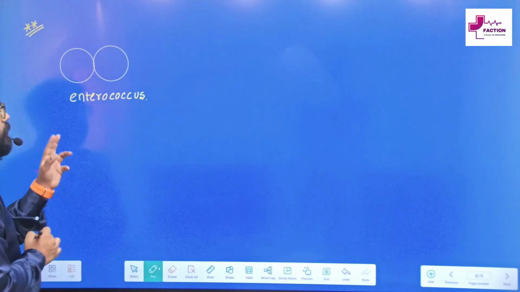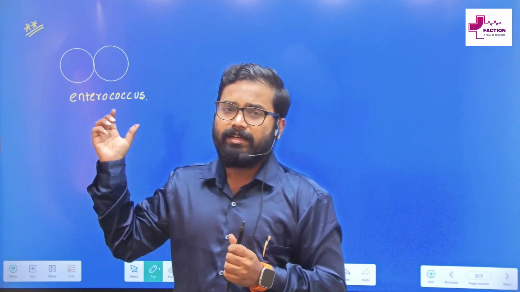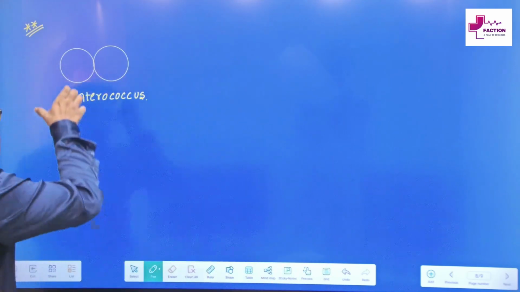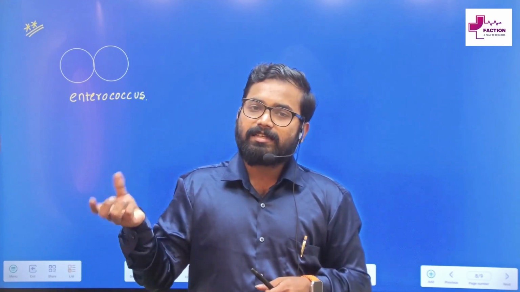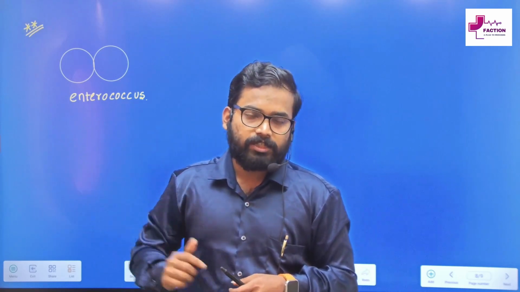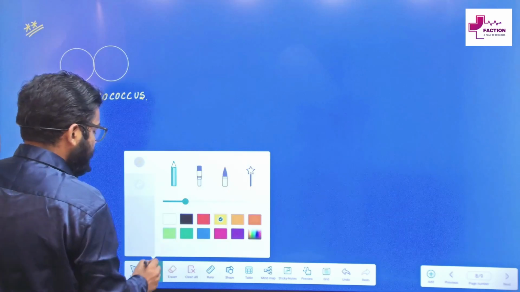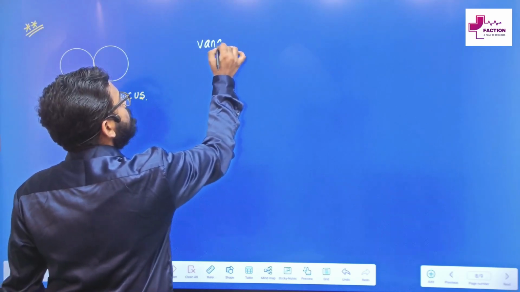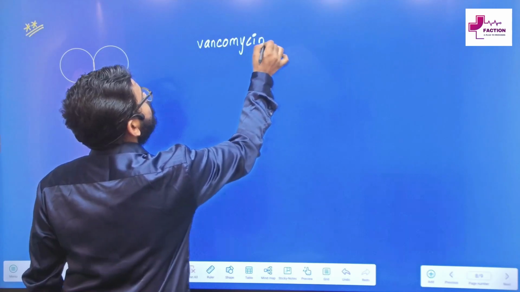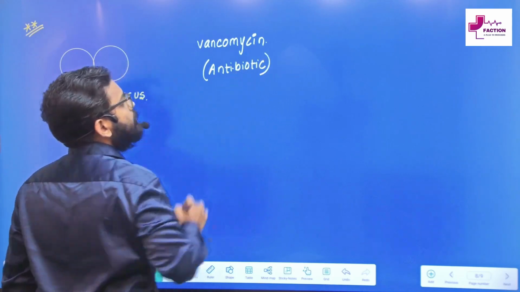I hope you already know, whenever the term entero arises, it refers to the intestine. This is a bacteria which is present in the intestine. Now, if a bacteria is present in the intestine, I would definitely take some antibiotic to kill it, because this bacteria is harmful, or you can say pathogenic. The antibiotic that we use to kill this bacteria is vancomycin. Let me write it for you. This vancomycin is an antibiotic that we use to kill this bacteria.